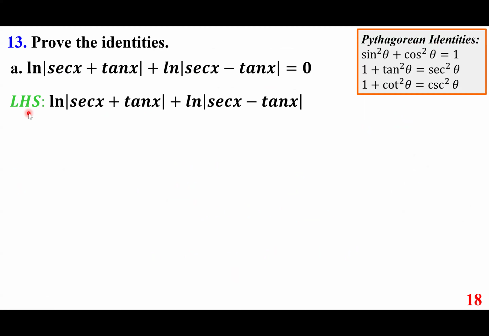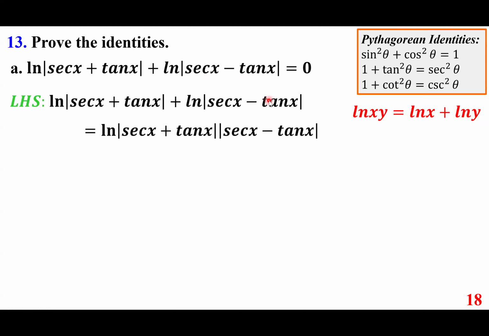We use logarithmic properties. Ln of xy is ln x plus ln y. So we go this way by multiplying these two pieces. So ln of this expression, secant x plus tan x, times this expression, secant x minus tan x. So we are going from right to left. And this is a plus b, a minus b. And the result is a squared minus b squared.